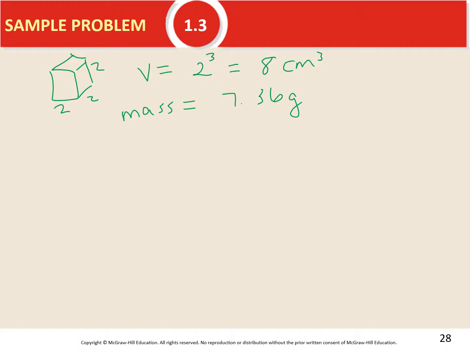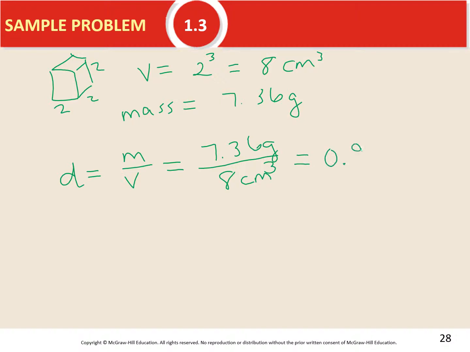Okay, if we know that, then we're going to say D equals M over V. We can simply just divide. 36 divided by 8 equals 0.92 grams per cubic centimeter. Now, one thing I just want to notate here, this is why ice floats.